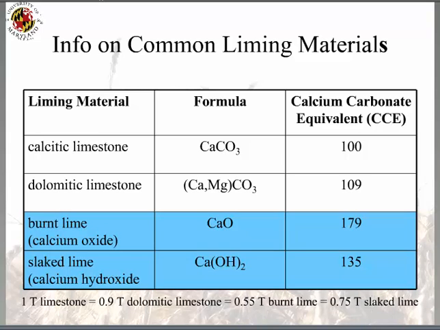A ton of limestone has the same liming effectiveness as 9/10 of a ton of dolomitic limestone, 55/100 of a ton of burnt lime, or 75/100 of a ton of slake lime. So if you're going to use these other materials, you need to add them at the appropriate rate. Now, a ton of calcium oxide is way more liming effectiveness than a ton of calcium carbonate. So again, you can use the ratio of molecular weights to adjust your rate if you're going to use one of the more highly concentrated products.